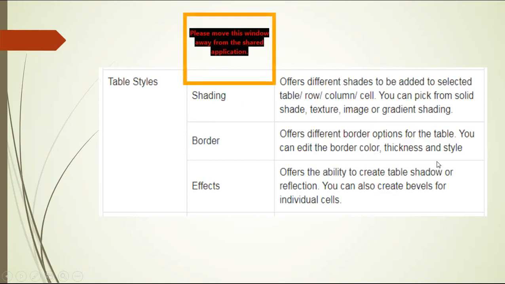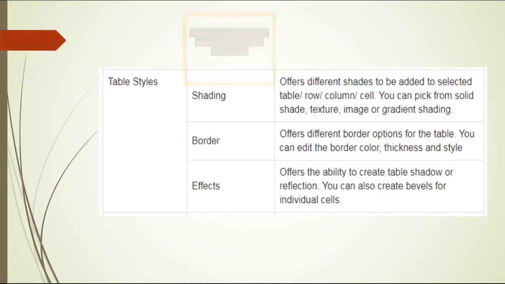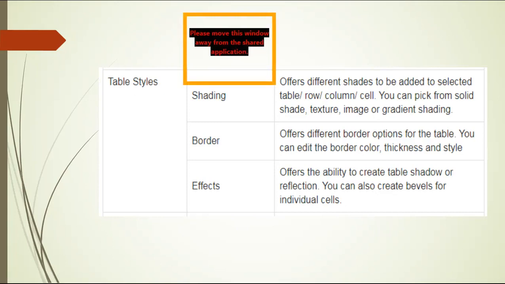Yung double underline or double border, yan, may mga design din siya. Saka yung kakapal ng line na gusto mong ilagay sa table mo, nandun din siya. Yung border, yung kulay. Yan yung mga option. Okay? And we have also the effect. Kung gusto mong lagyan ng shadow, ng reflection, yan. It offers the ability to create table shadow or reflection, and you can also create bubbles for individual cells.